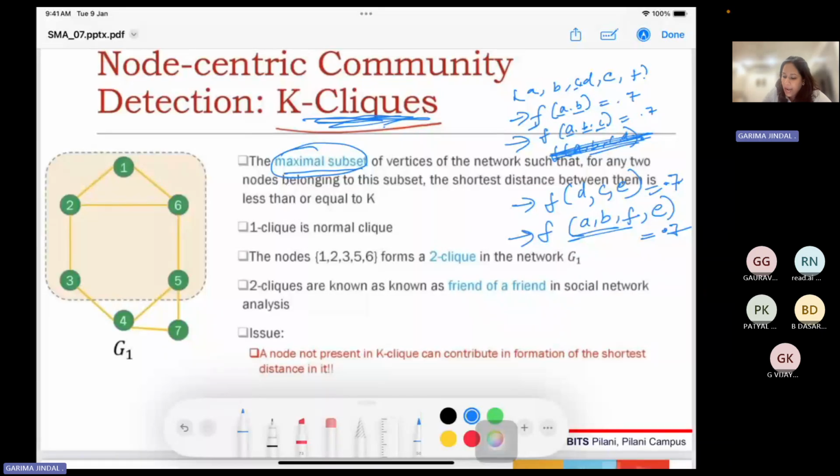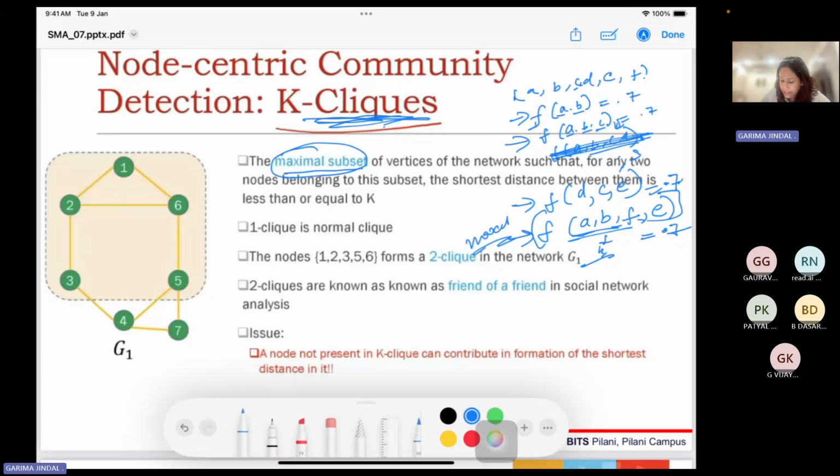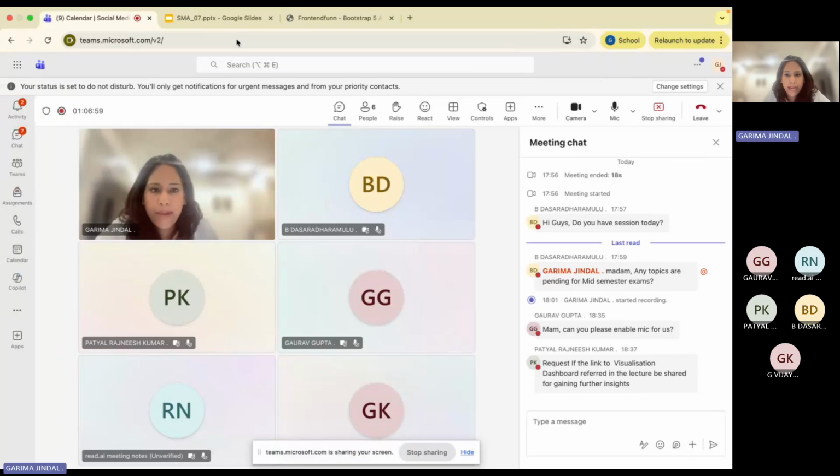But now let us try to understand the difference between maximal and maximum. If we consider the size of this subset, this has the maximum size. Why? Because there were four entities here, but here there were three entities. So I hope you understand the definition of maximal with this example. Is it clear to everyone? What is maximal?